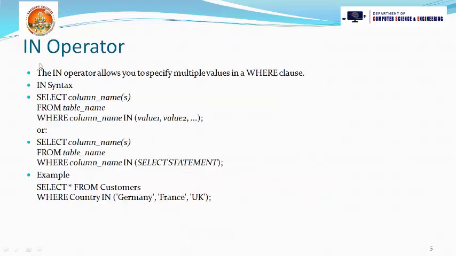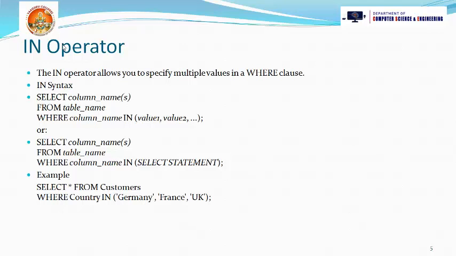The next operator is the in operator, and this in operator is used to specify multiple values in a where clause. For example, when we need to compare the value of an attribute against a single value, we use comparison operators like equal to, less than or equal to, greater than or equal to. For example, age greater than or equal to 18, or branch is equal to CSE, or name equal to Bharat.